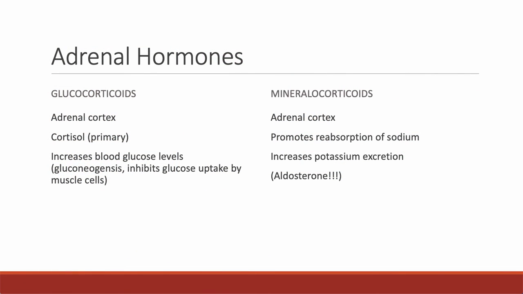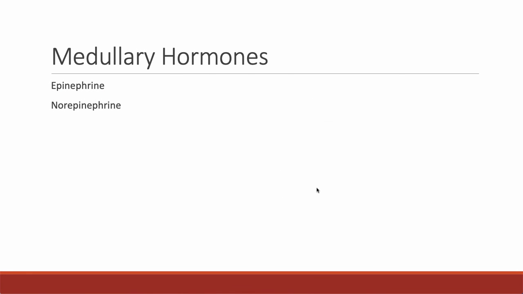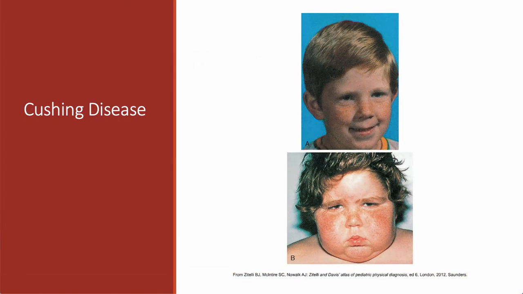The adrenal hormones that we just talked about are shown here, and don't forget the aldosterone is a mineralocorticoid. So the medullary hormones that I mentioned before, epinephrine, norepinephrine, those are the catecholamines. Now, you got a little introduction to this with the case study 2 weeks ago.